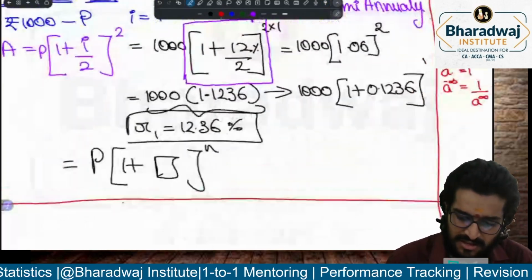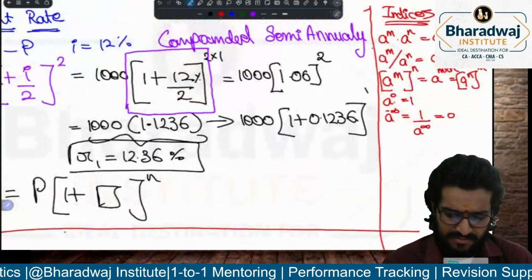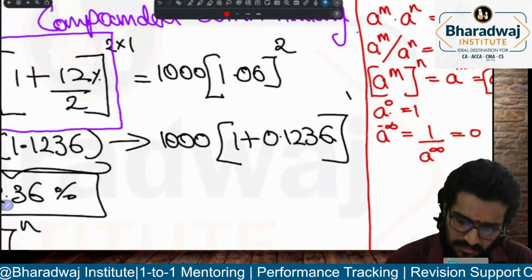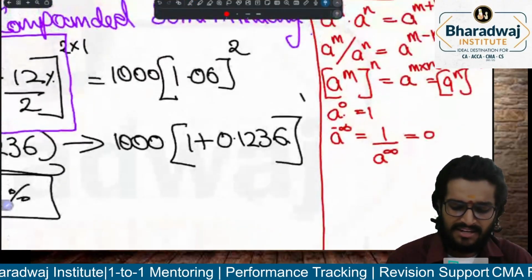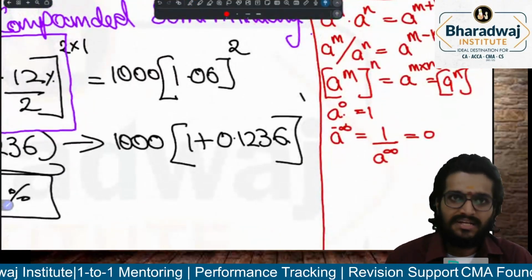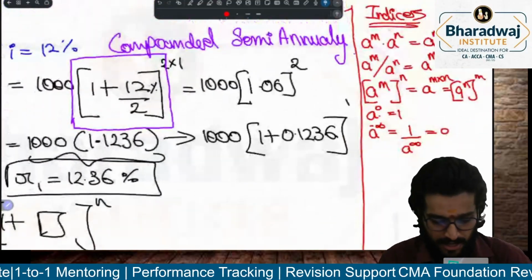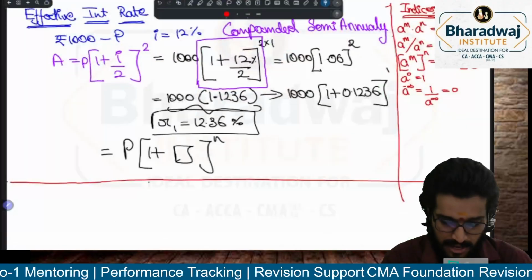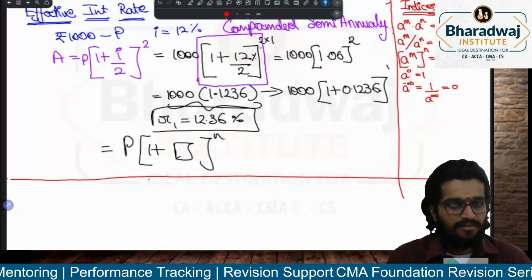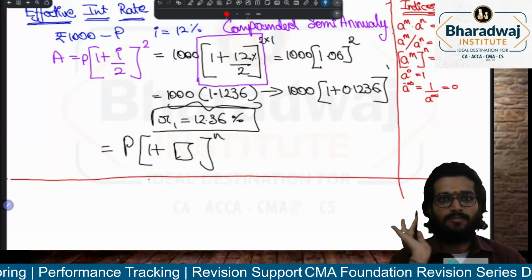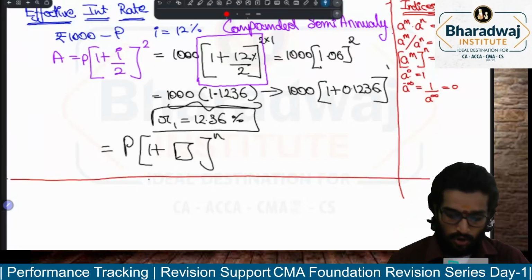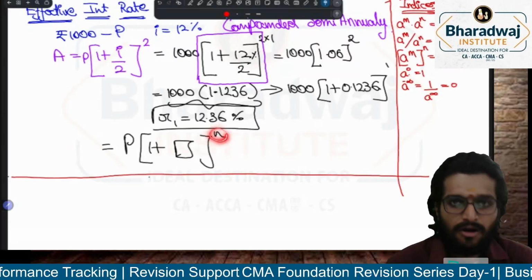I'm just using these indices concepts. A power mn, I can write as a power m to n. Once again, I can write it as a power n, the whole power m. I am using that concept here. So it will be 2 power, the whole thing raised to the power 1 or number of years. The whole thing raised to the power number of years.